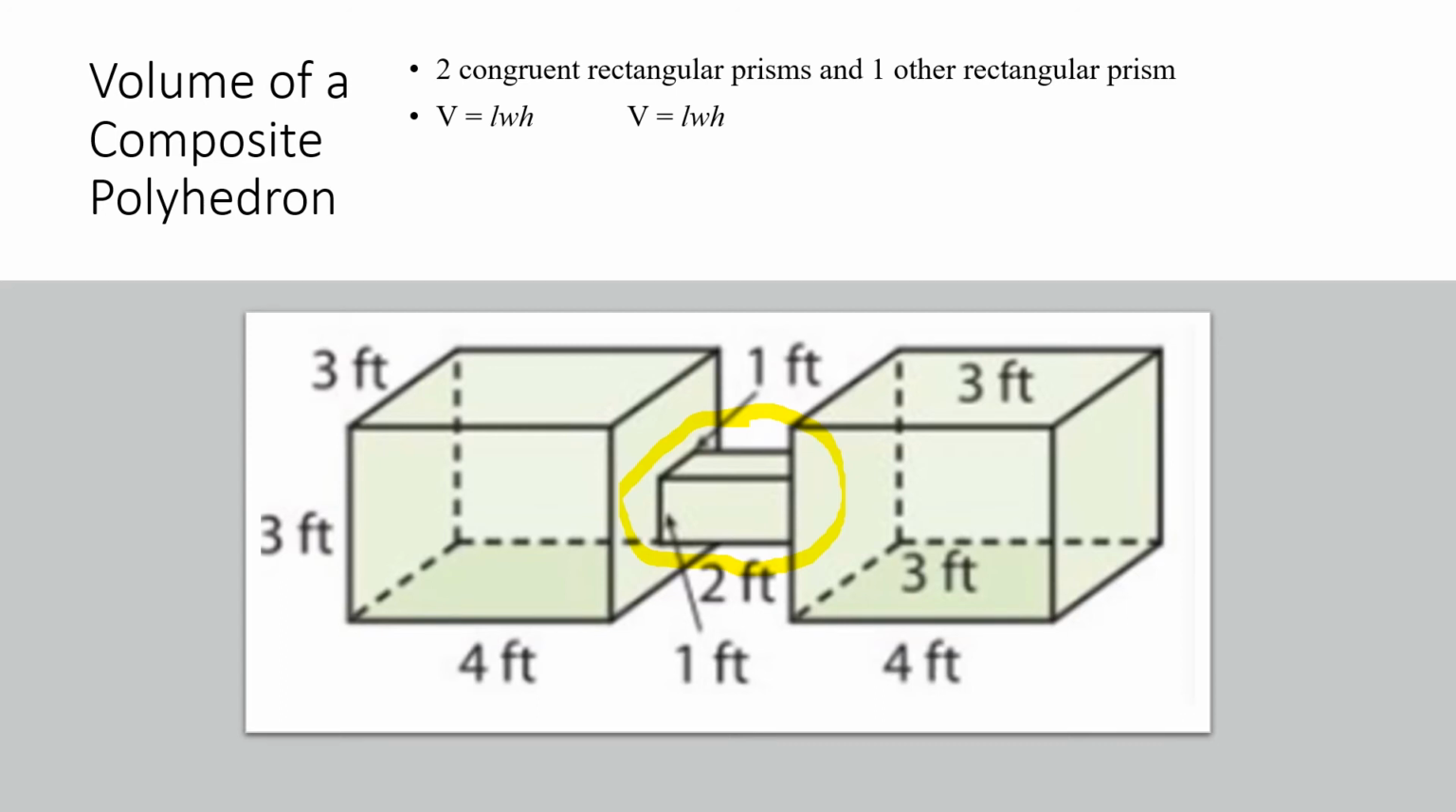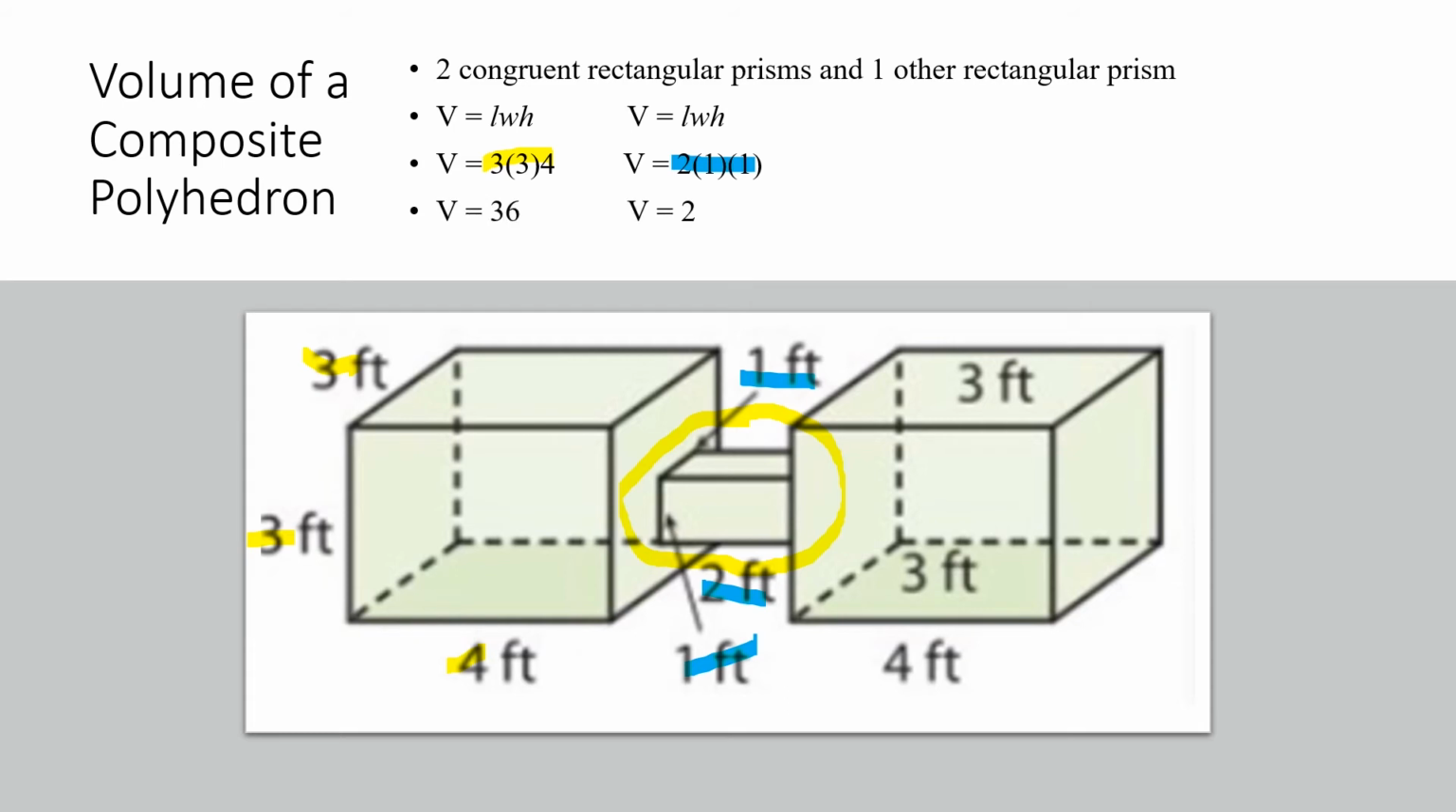Both will use volume equals length times width times height. For the larger ones, it's 3 by 3 by 4. And for the smaller one, it's going to be 2 by 1 by 1. So this represents the smaller rectangular prism in the middle, and this represents the two larger congruent rectangular prisms on the ends.